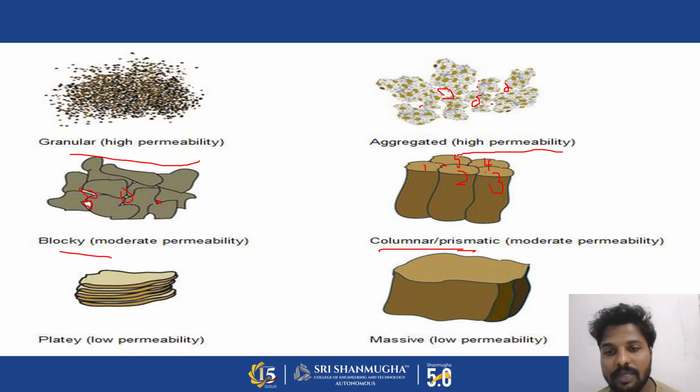So the spaces between these, the spaces between the particles, each particle, you can see I'm marking, having that very low or small amount of spaces, that's why it has that moderate permeability. So in contrast to all these structures above, the platy and massive structures are completely not allowing the water to enter through it, because it acts as the opposite, it makes a complete block to water passage. That's why it has low permeability.